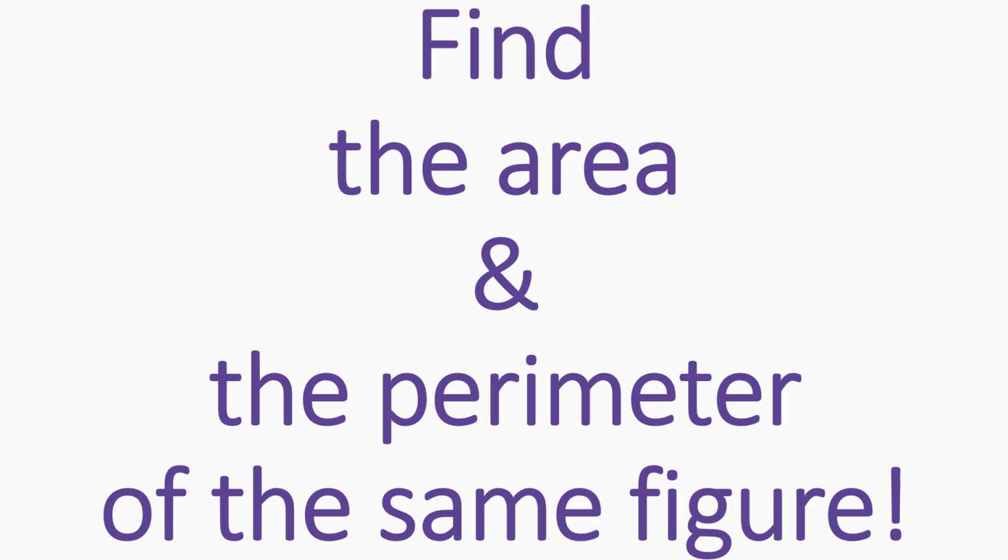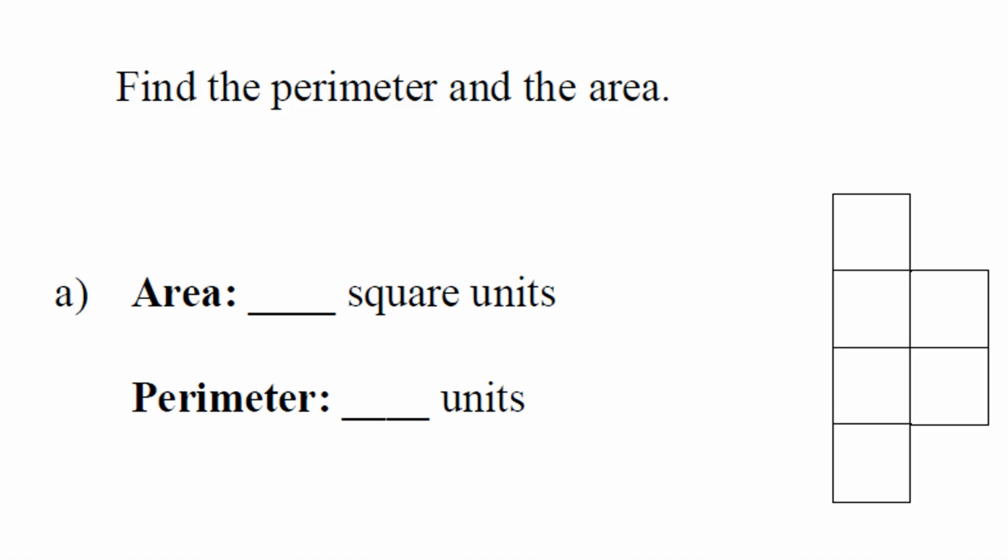Hello everyone. In this video we will be finding the area and the perimeter in the same figure. In this example we gave you equal squares, okay? The sides are equal and the area of each square is the same as the other, 1 square unit, okay?